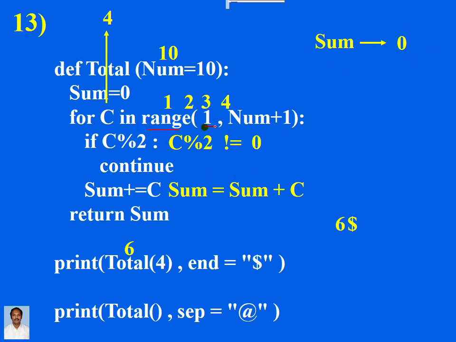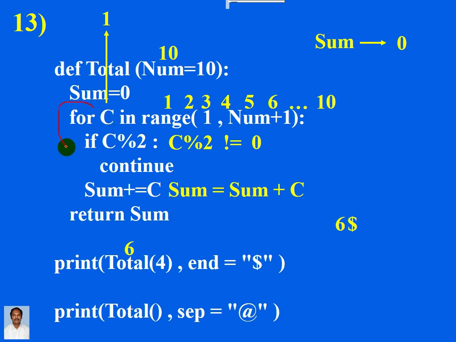Now range(1, 10 + 1), 11. Range(1, 11) returns all the integers from 1 to 10. C takes the initial value in the range. C is equal to 1. 1 modulo 2, 1. 1 not equal to 0, correct. So this will be executed, meaning you will continue with the for loop. This will not be executed.